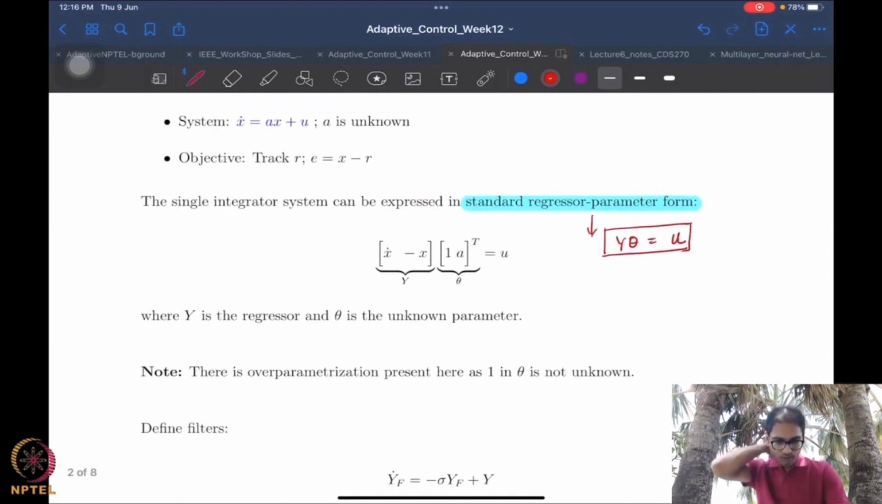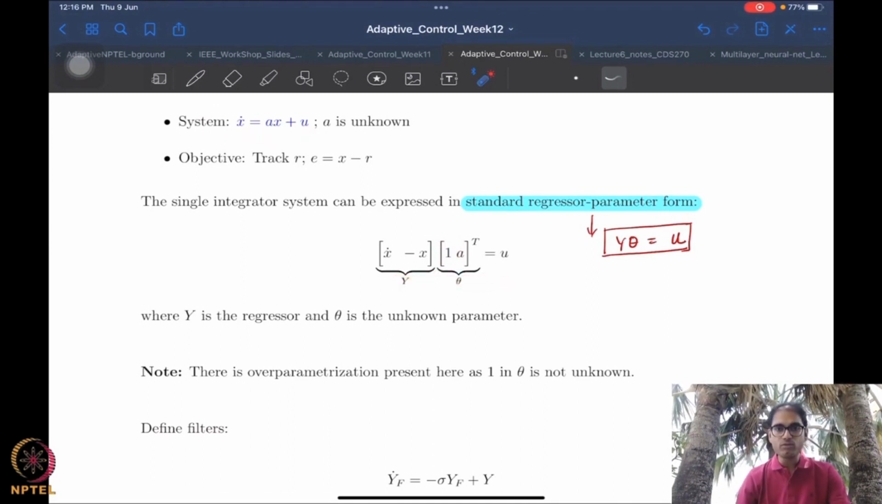So in order to do this for the single integrator, you notice that I have constructed a regressor and a theta. Now the interesting thing to see here is that because I want to write it as Y theta equal to u, I have no choice but to augment the A with a 1 in theta. Otherwise this dynamics and this will not match.